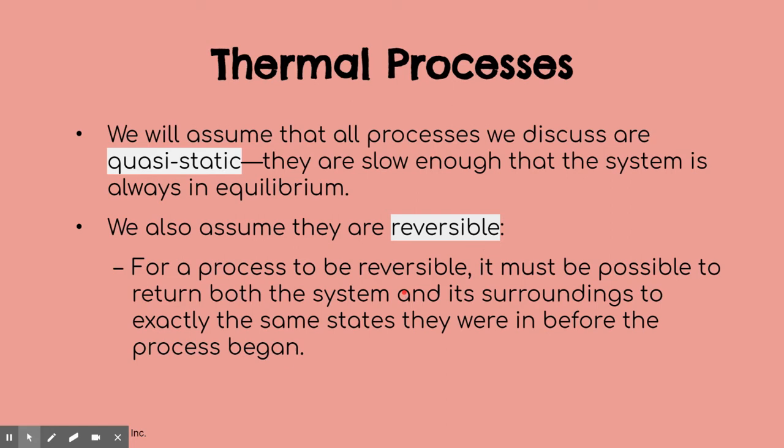And for this course, we're going to go ahead and assume two things about thermal processes. All thermal processes are quasi-static. That's a term you should commit to memory. That just means that they occur slowly enough that the system always remains in equilibrium. The second thing we assume is that all thermal processes are reversible, meaning that we can change them back to their original states.